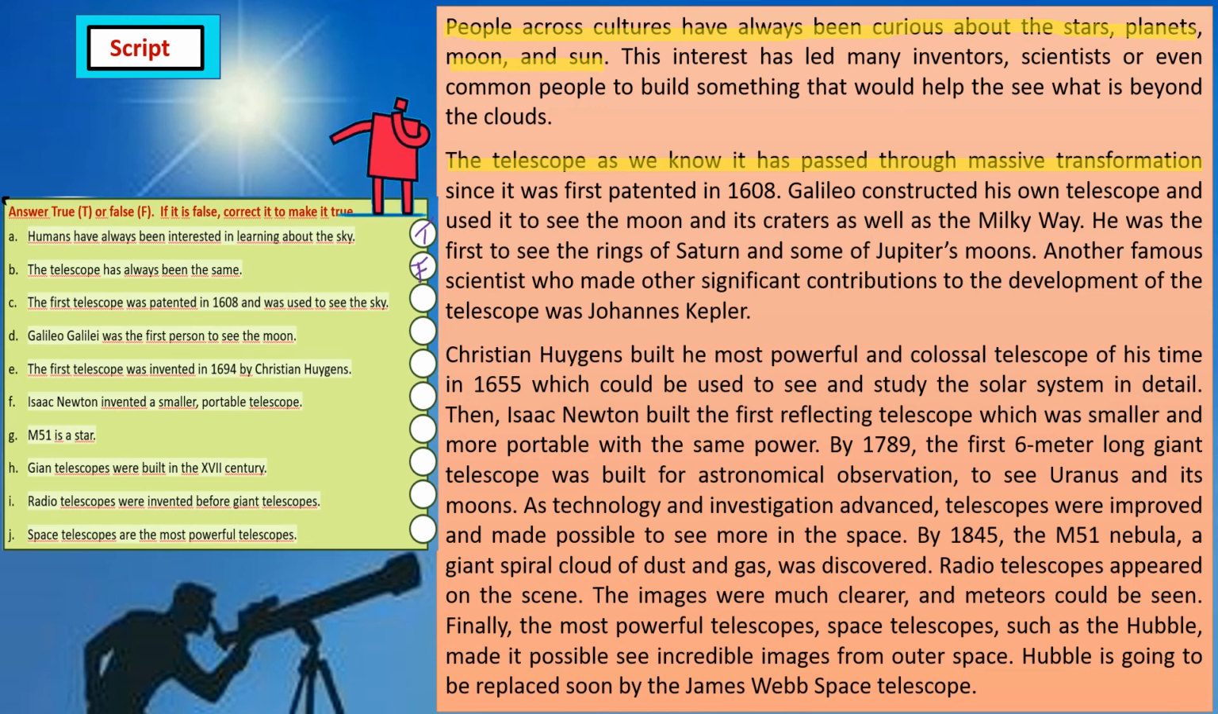Y como es falsa, yo necesito poner esta información que es la correcta. Entonces voy a colocar la información correcta para esa oración. The telescope has passed through massive transformation. This is the correct statement. So now you're going to do letter C, D, E, F, G, H, I, J. Remember to look for the information in the reading. And if you have false as answer, you have to write the correct information. So that's it, guys.